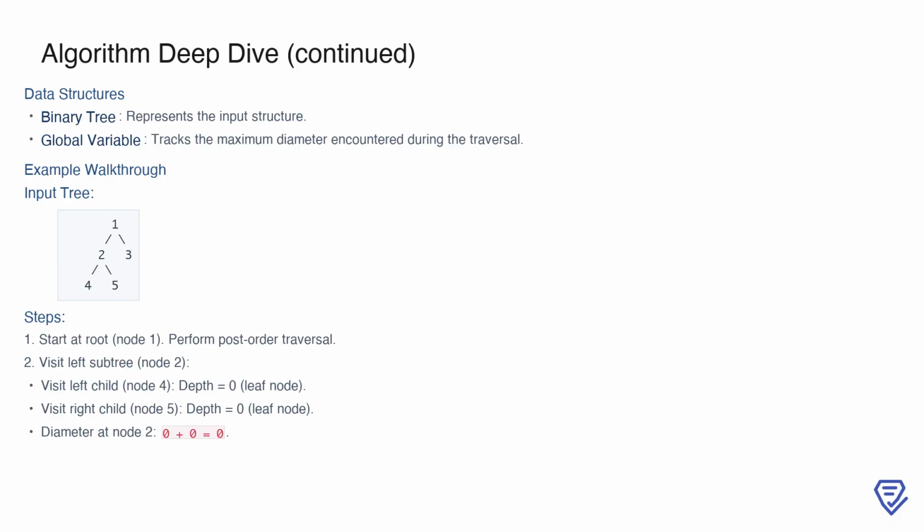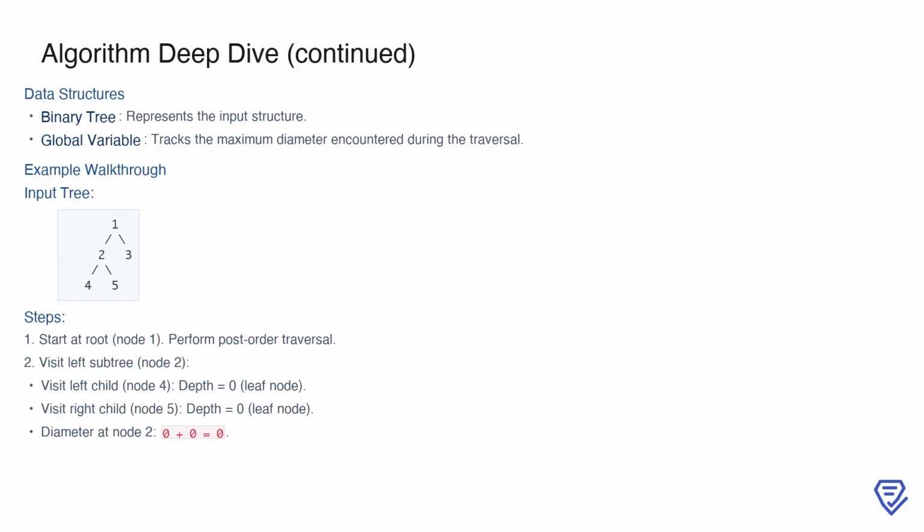Consider the binary tree with root node 1, which has left and right children 2 and 3. Node 2 further has children 4 and 5. Starting at the root, we perform a post-order traversal. First, we visit the left subtree rooted at node 2. For node 4, both left and right children are null, so its depth is 0, and no diameter is updated. Similarly, for node 5, the depth is 0.